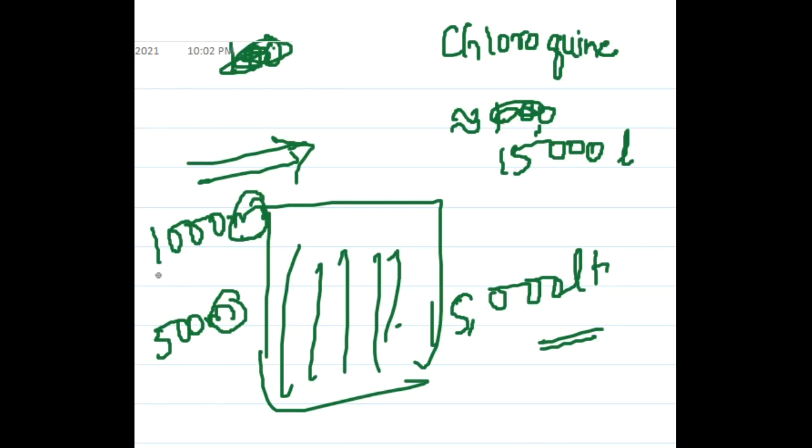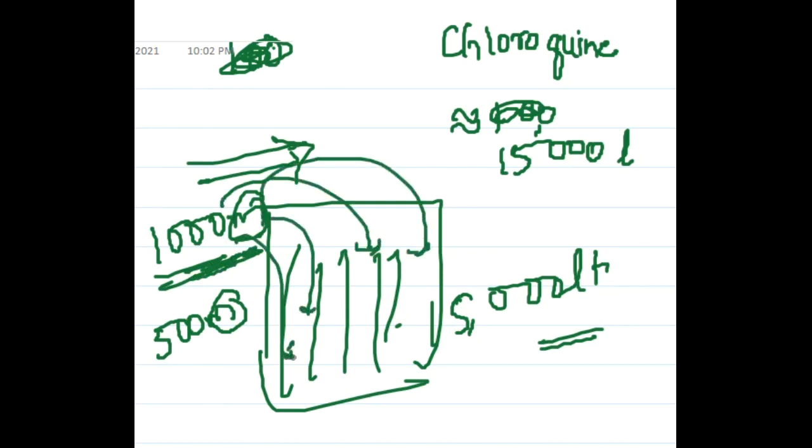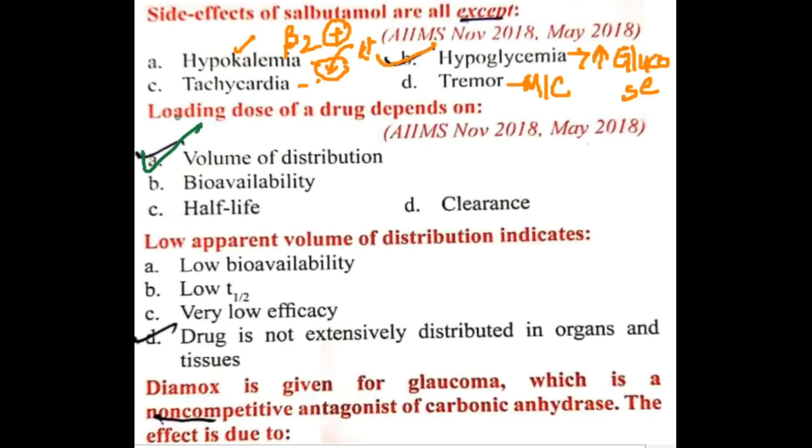So as a result, you should give this 1000 moles in the beginning, so that this will go and get distributed in the tissues, and the excess amount which you give as maintenance dose will be present in the blood, thus producing its action. So the loading dose depends upon the volume of distribution, whereas the maintenance dose depends upon the clearance.